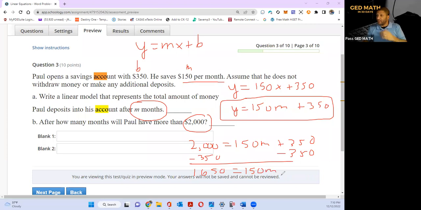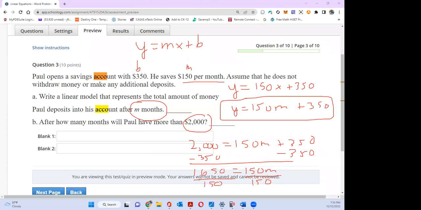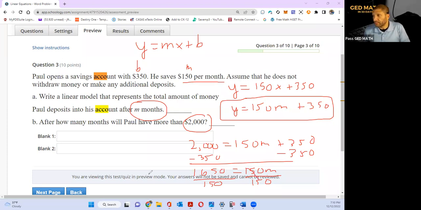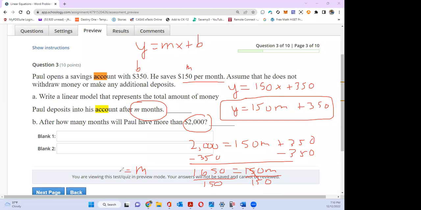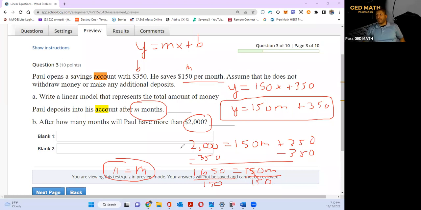150 equals 150M. We've got to divide both sides by 150. So can somebody tell me what is 1650 divided by 150? 11, right? Now, this is the problem. It says more than. After 11 months, you'll have exactly 2,000. So the answer here is not 11, it'll be 12, because it says more than 2,000.